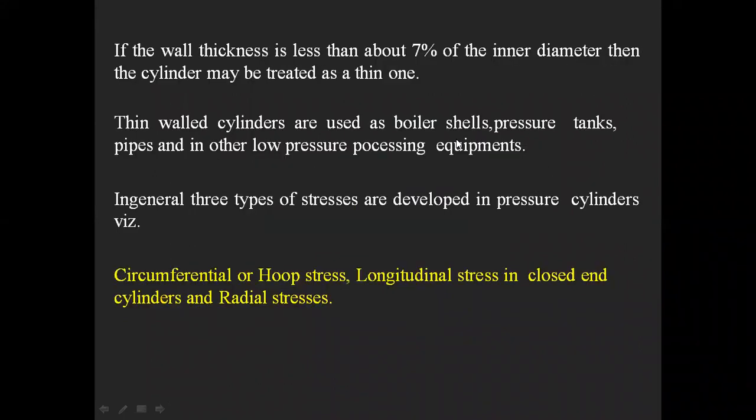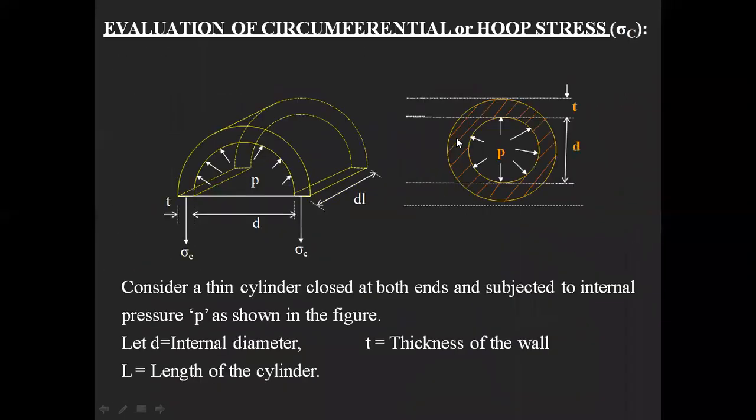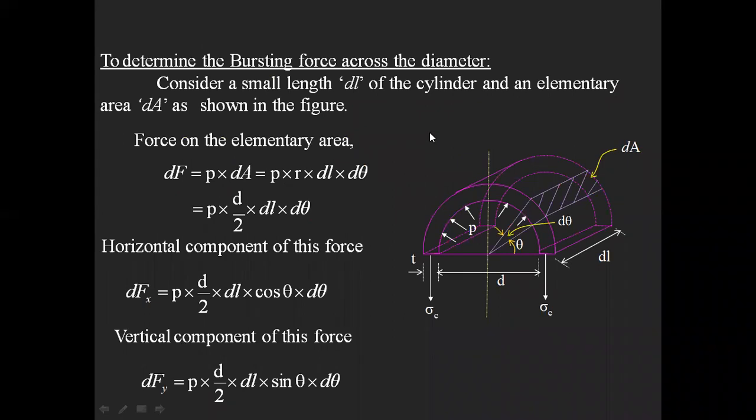Yesterday we were calculating the circumferential stress formula. We did a small derivation where we calculate the bursting force across the diameter of the section. First, for calculating the total bursting force, we have to calculate the force on the elementary area. So we calculated the bursting force acting on this elemental area, taking length as dl and elemental area as dA.